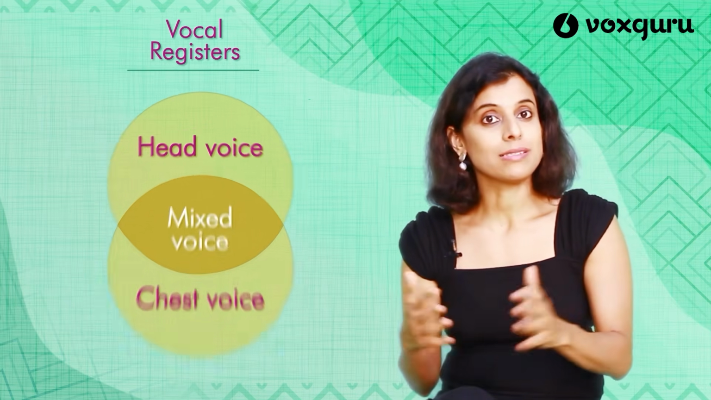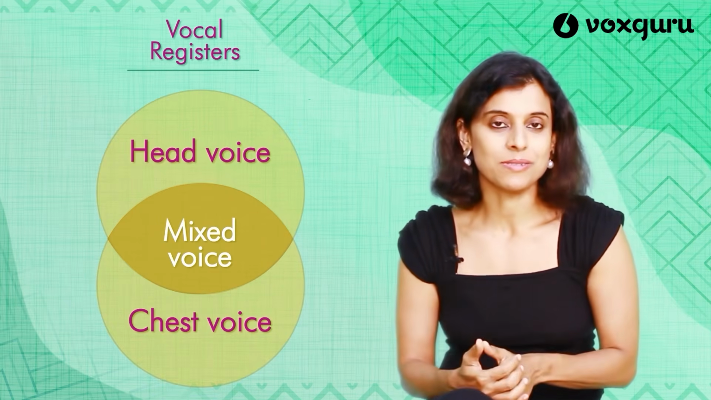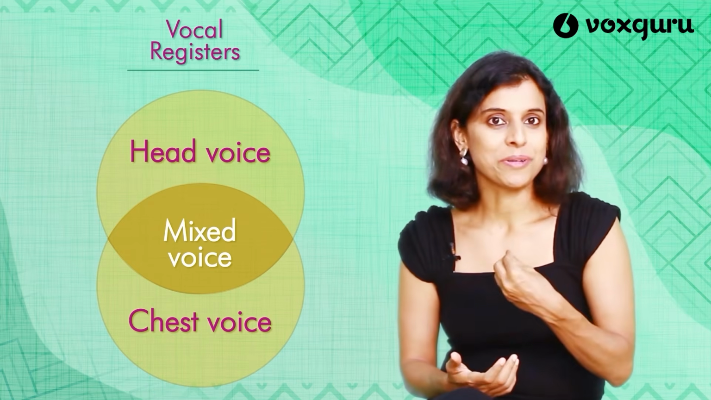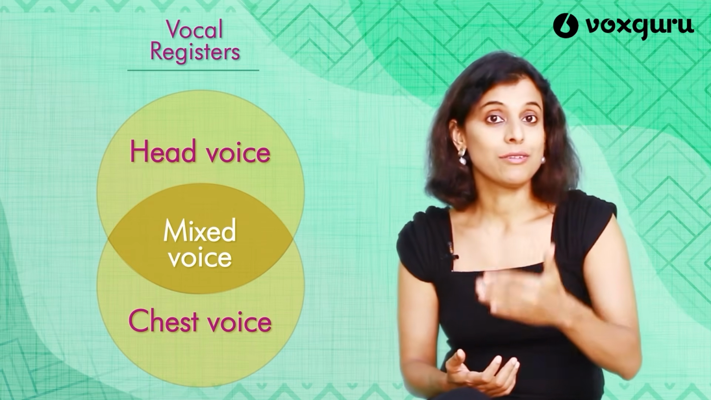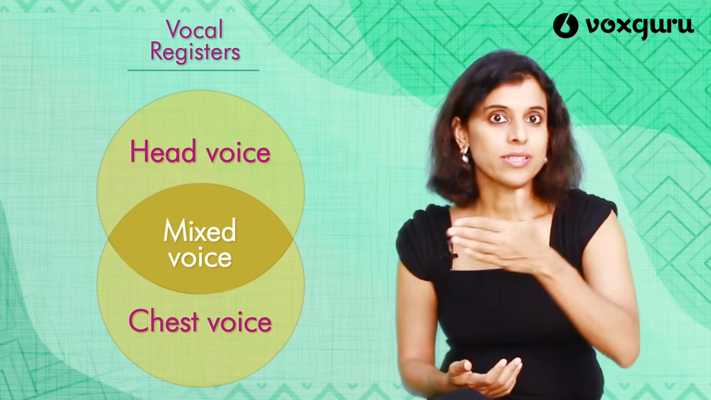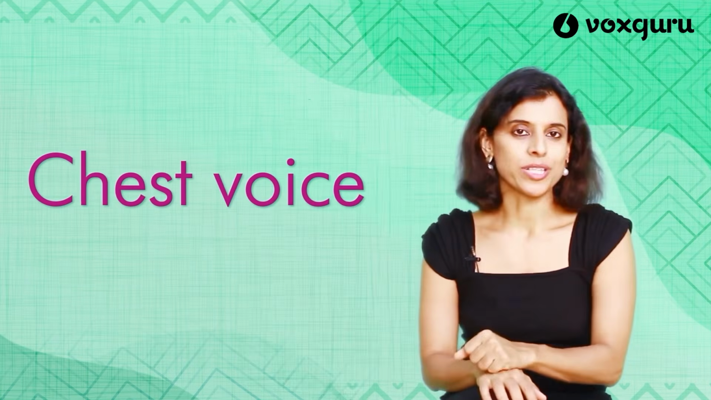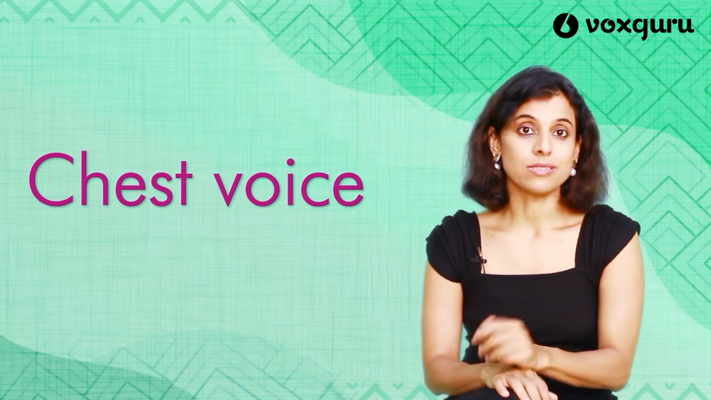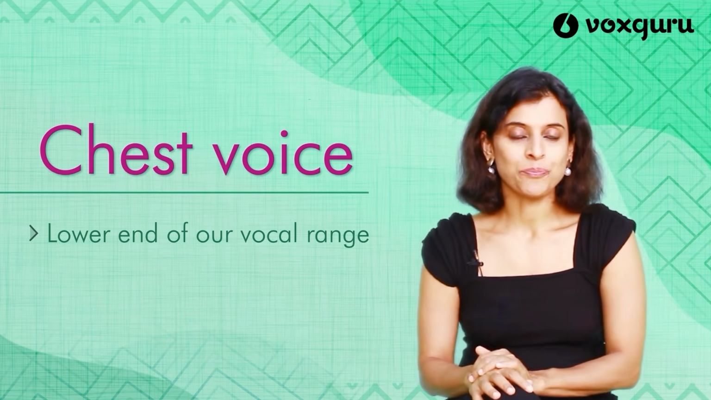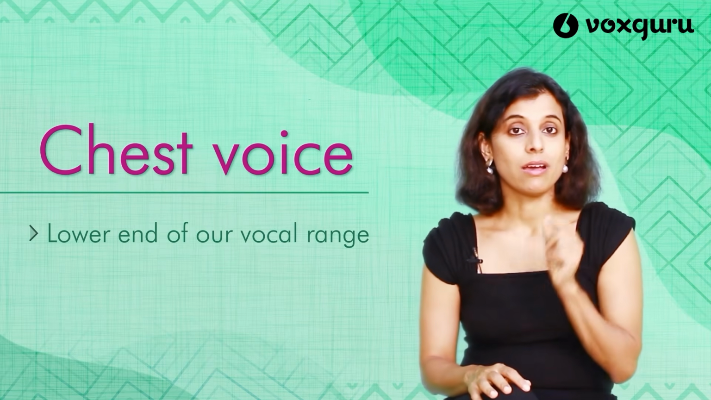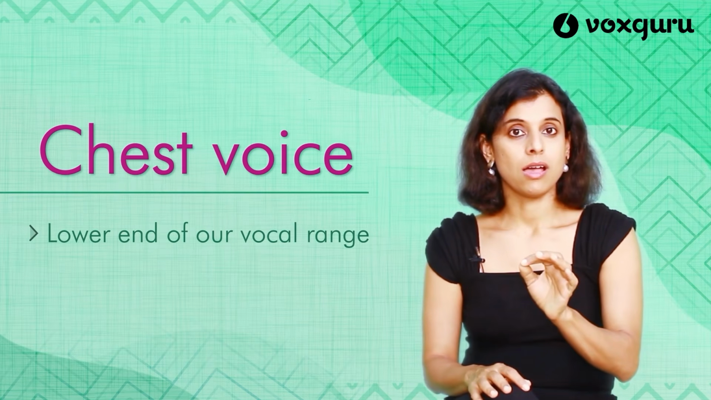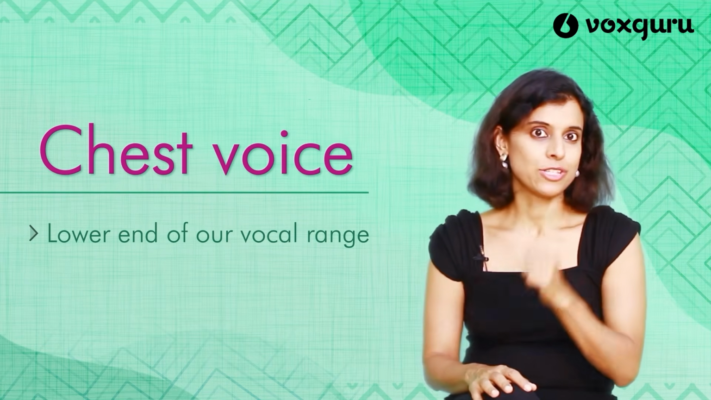First of all, embrace the concept of vocal registers. Okay, first you have to accept that you need to use three different registers: the chest voice, mixed voice and head voice. So now I'm going to tell you how to produce a sound in each of these registers. Let's start with the chest voice. As I told you earlier, the chest voice is the lower end of our vocal range. So if I am producing a sound like, here I am using my chest voice.